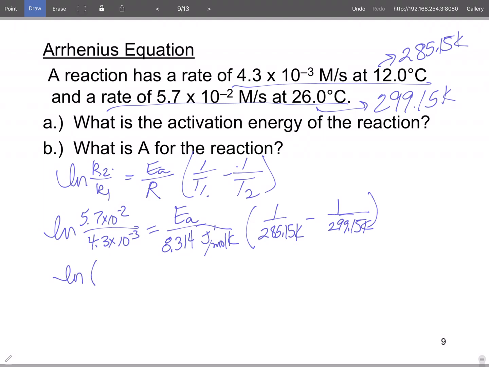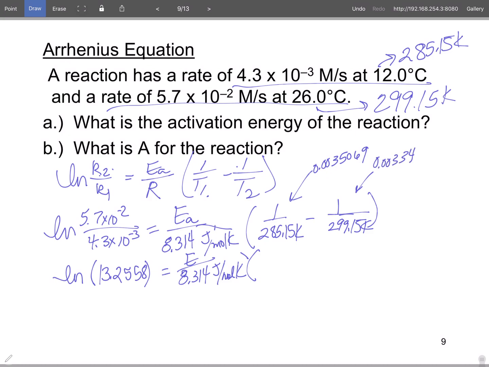So we're going to take the natural log of the ratio, which is 13.2558, is equal to E sub A, 8.314 joules per mole K, times, and it comes out to be, this one is 0.0035069, and this ratio is 0.00333428. So we end up with a difference of 1.6412156 times 10 to the minus 4th. Now remember, I like to carry multiple values. More importantly, I really like to let the calculator carry them, and I don't write them down.